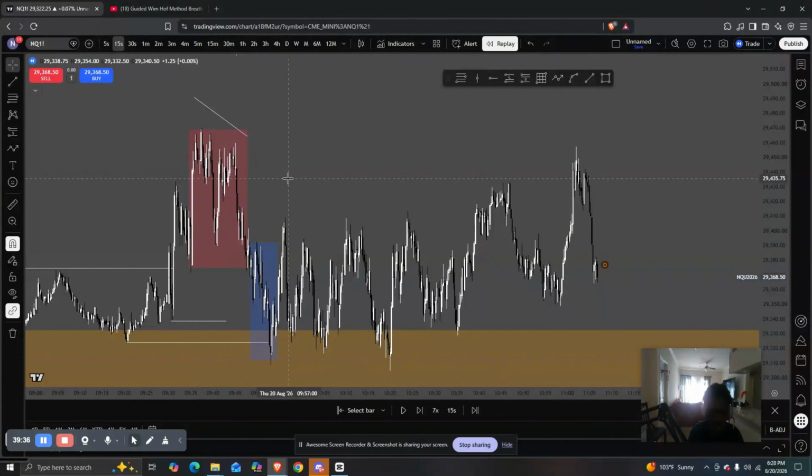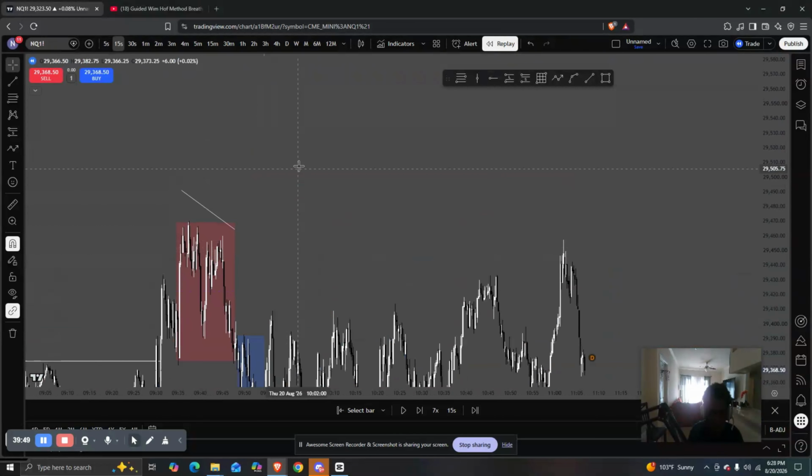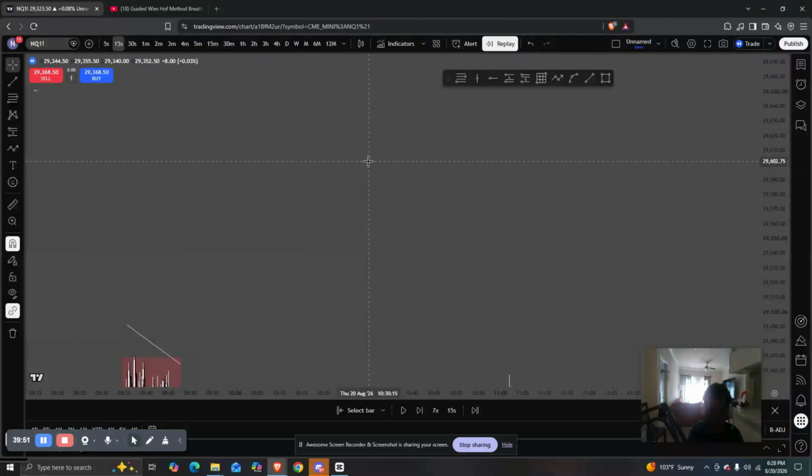Would that have been good? Probably not. You'd much rather take this setup over here, but you get around the same RR. But yeah, you can tie AMD into the PO3 by using it in sync.